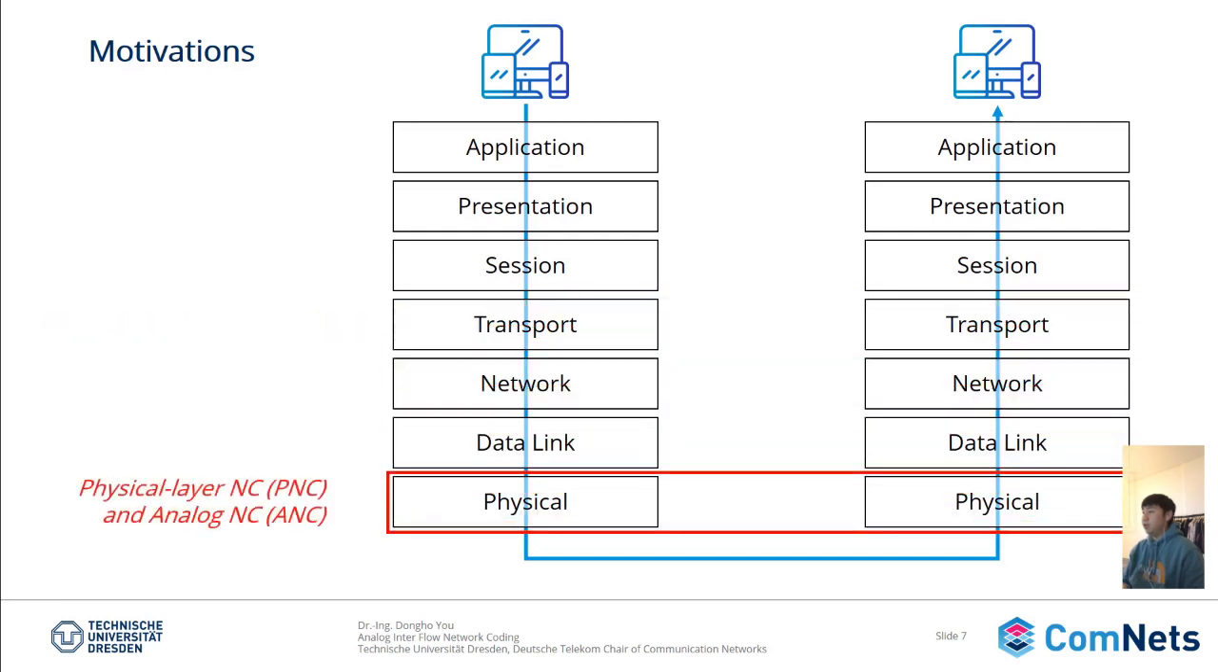However, analog interflow network coding, such as physical layer network coding and analog network coding, is operated in the physical layer. That is, they use symbols and signals for the network coding. Therefore, the original XOR operation cannot be used in physical layer network coding and analog network coding.